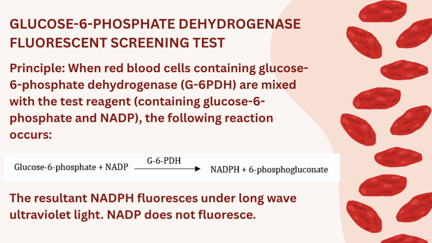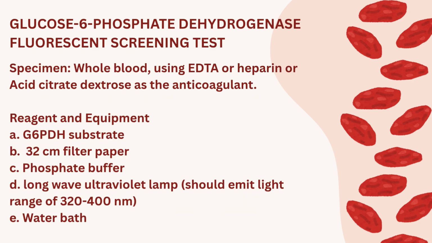So when red cells containing G6PD are mixed with the test reagent containing glucose-6-phosphate and NADP, the following reaction occurs. The resultant NADPH fluoresces under long wave ultraviolet light, while NADP does not fluoresce. So the specimen is whole blood anticoagulated with either EDTA, heparin, or acid citrate dextrose.